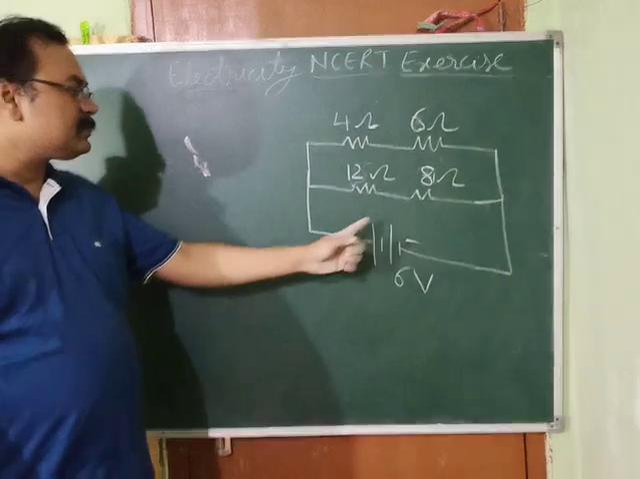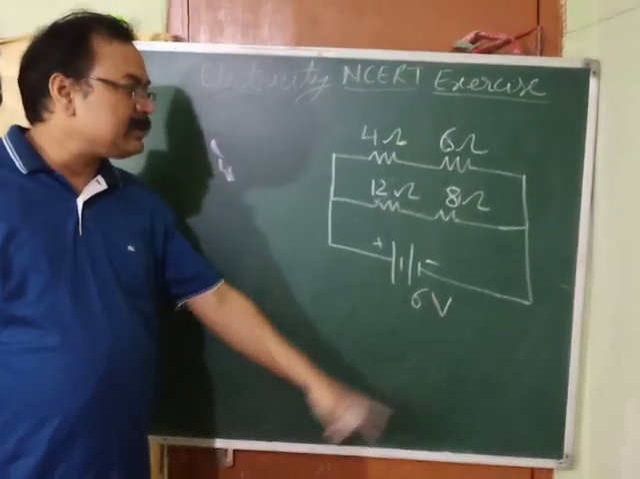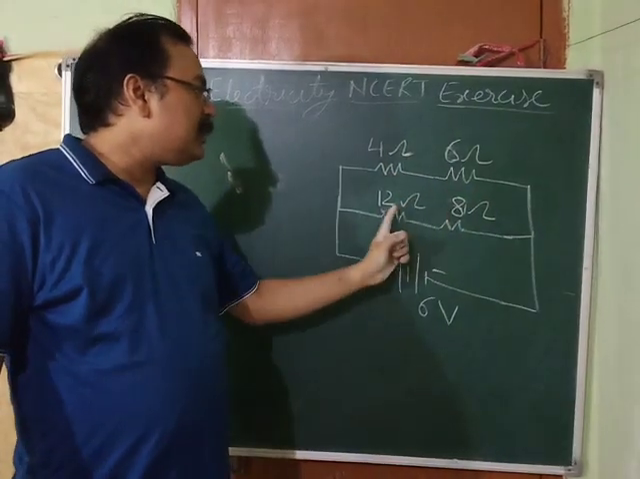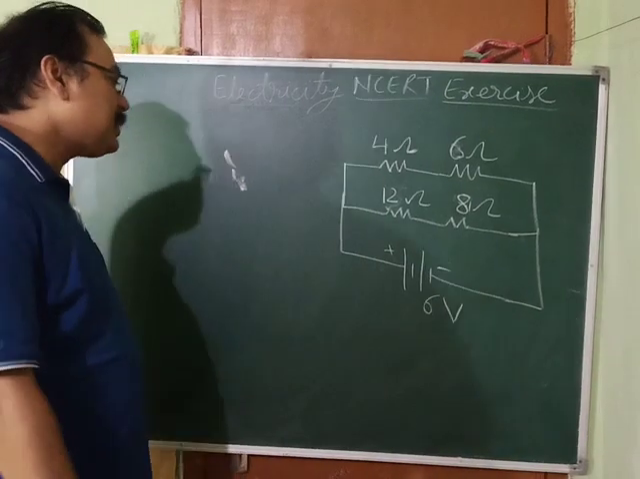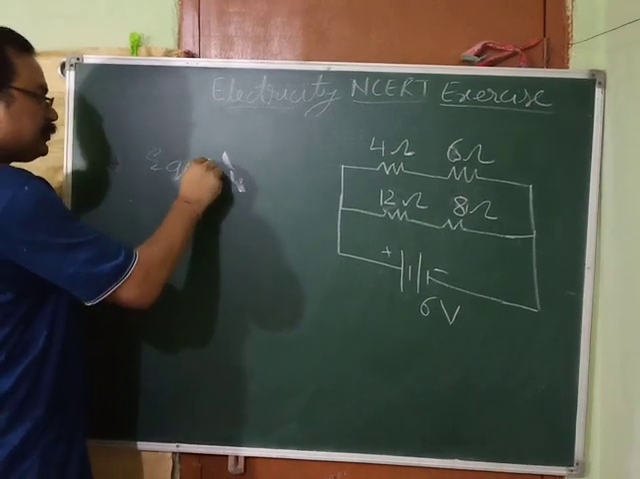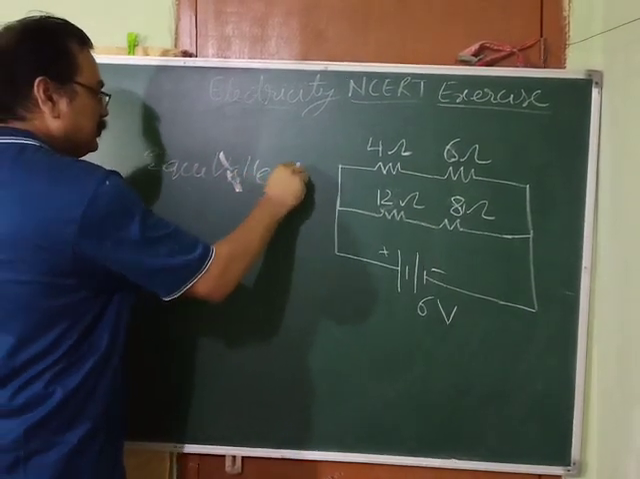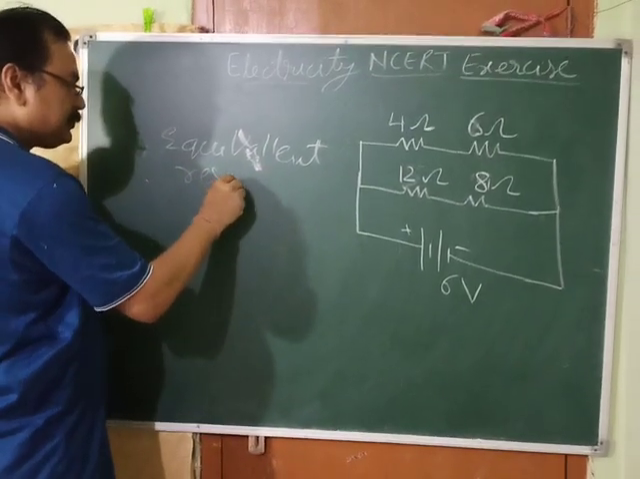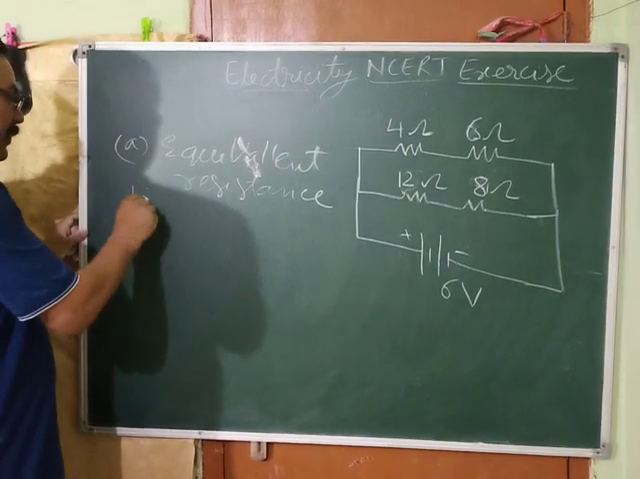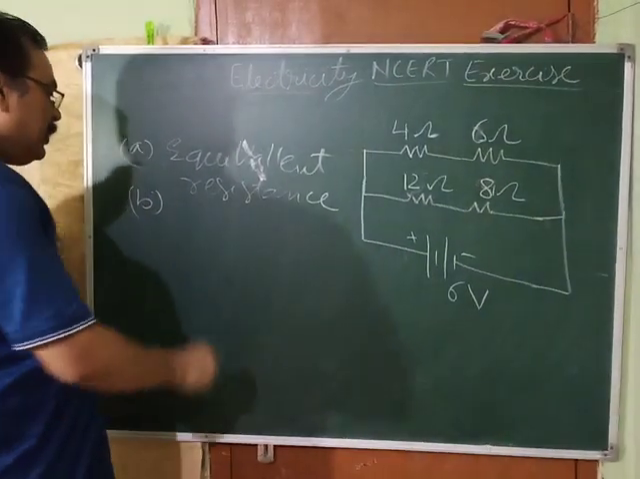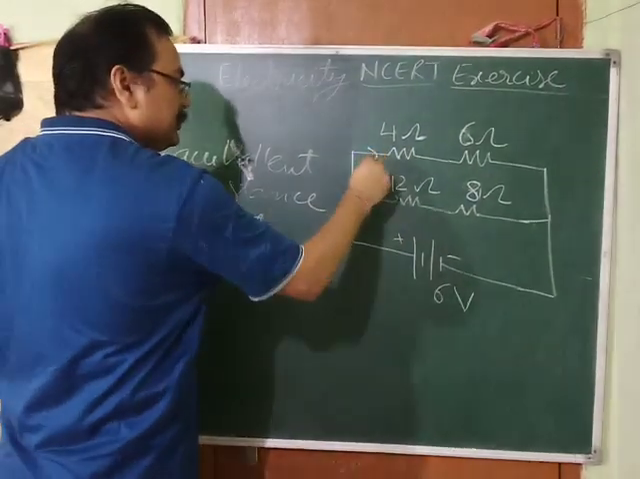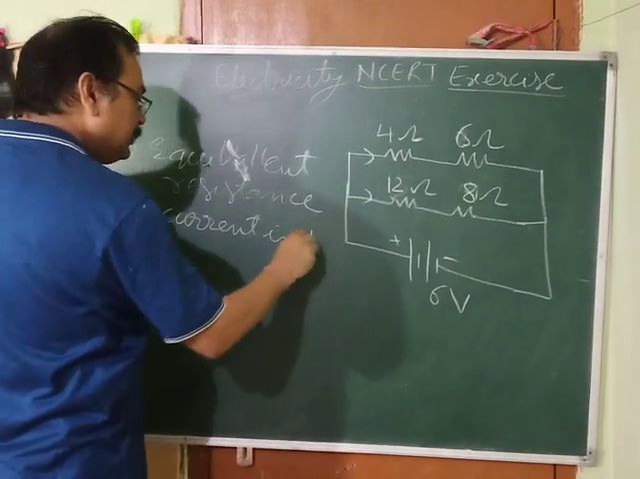Okay, now the next question is this circuit. You can see a potential difference of 6 volt is applied across this parallel combination. There are two resistors, 4 ohm, 6 ohm, here 12 ohm and 8 ohm. Now the question is that first we have to find out the equivalent resistance. Second, what we have to find out? We have to find out the current in these branches.